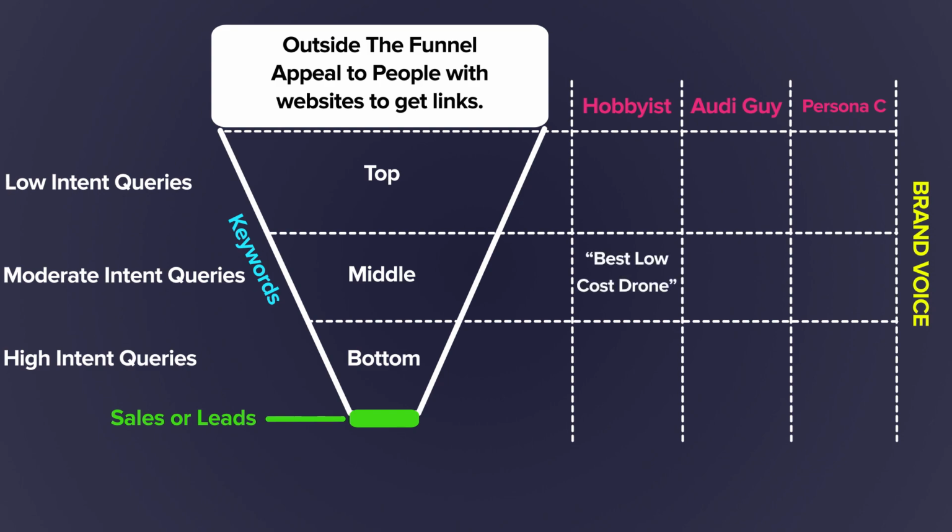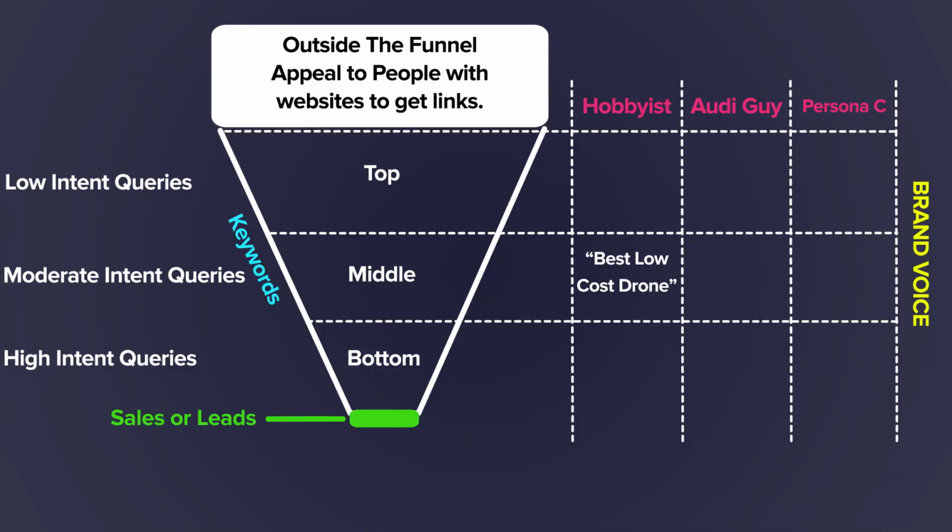And we can write a piece of content using our brand voice, addressing that hobbyist, who we can do some research and find out who they are, how old they are, what other interests they've got, and we can target what they're actually interested in and use the keywords that we've identified that they're probably going to use.